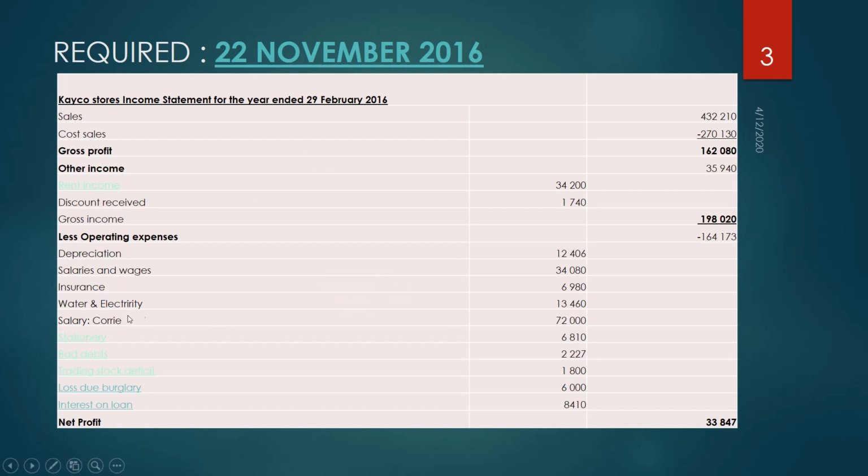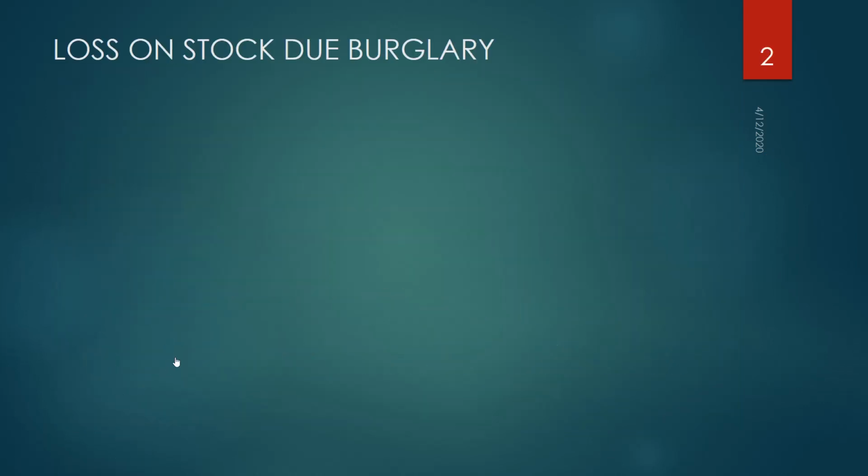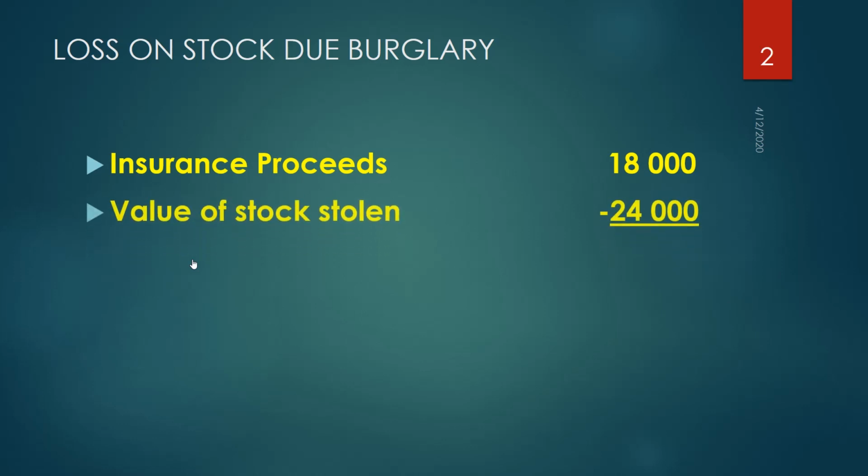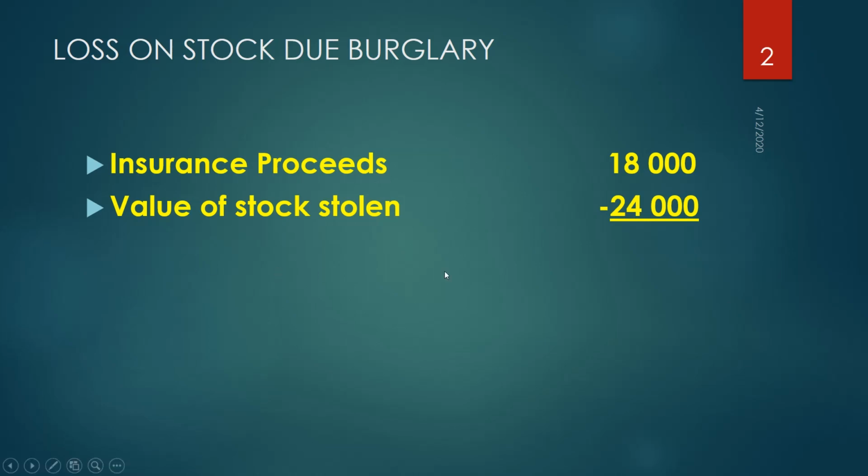I quickly want to take you to a calculation. There you go. Not as difficult, just simple. We're going to take the insurance proceeds. Remember, that's what we received. We're going to deduct the value of stock that was stolen. It's 24,000. So essentially, we didn't lose the entire 24,000 because at least we were able to recover 18,000. The difference between the two will be accounted for as a loss due to burglary.